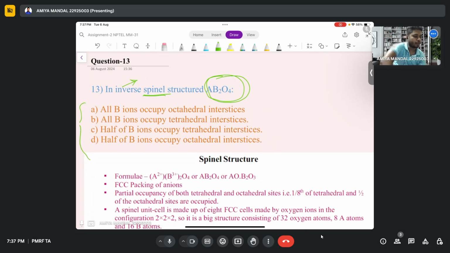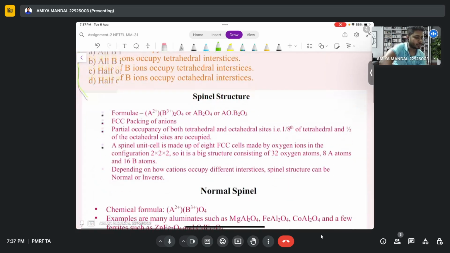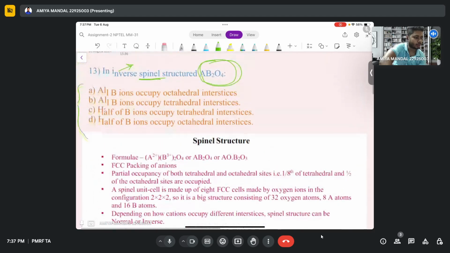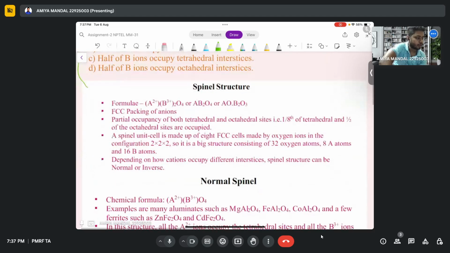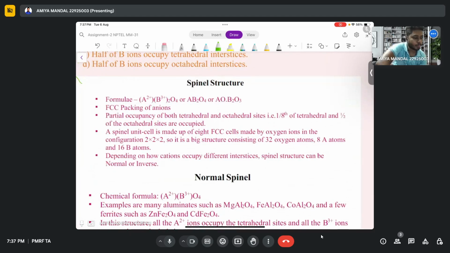Okay. Before attempting this question, we can find some information about spinel structure. The formula of spinel structure is AB2O4, where A is 2 plus, B is 3 plus valency, or 2 plus valency, and O4. So AB2O4 can also be written as AO and B2O3.